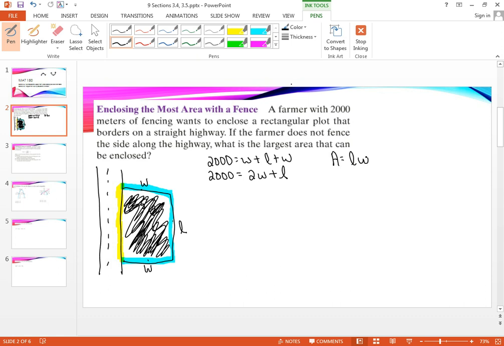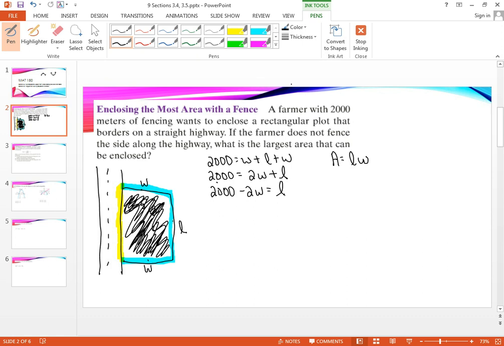Great. Problem is we've got two equations. They've got two different letters in them, two different variables. And we were just talking about this was supposed to look like a quadratic that we can find the vertex of. So this is where we're going to do a substitution. I'm going to go back over to this one, 2,000 equals 2W plus L, and I'm going to solve it for one of the variables. Just to make my life easy, I'm going to solve it for the L because I can subtract 2W from both sides and have that thing solved for L.